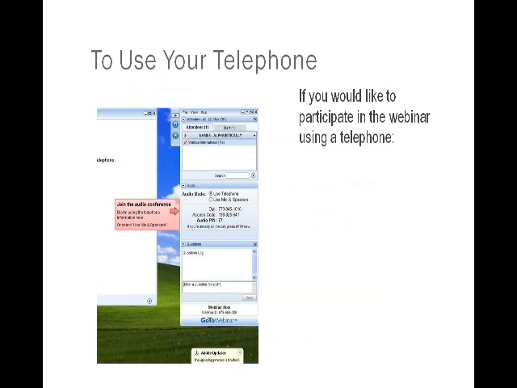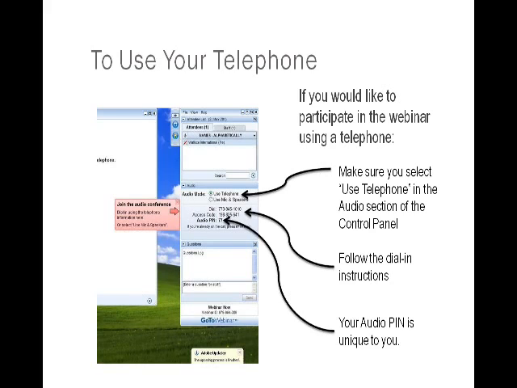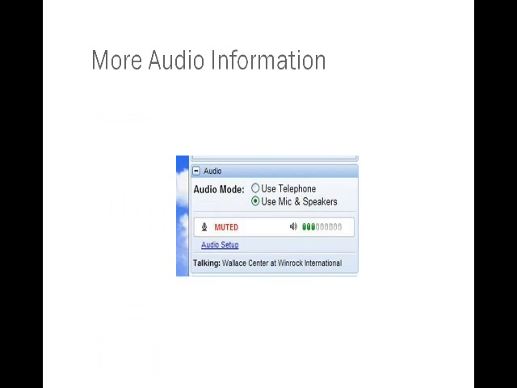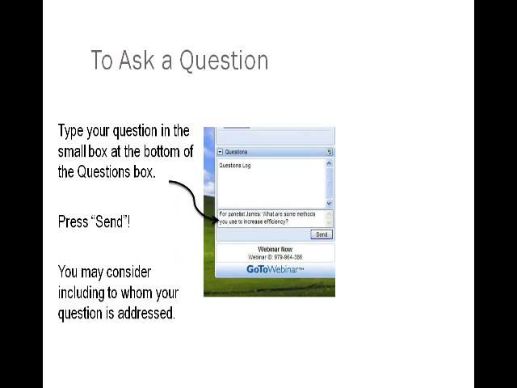If you're participating using a telephone, make sure you check that box, Use Telephone. Your dial-in instructions are here, and then your personalized audio pin is right here. The audio portion of the control panel also shows some other useful information. For instance, you are muted as an attendee, and it'll also show you the person who is currently speaking. Though you are muted, we do encourage you to interact often with the panelists using text.